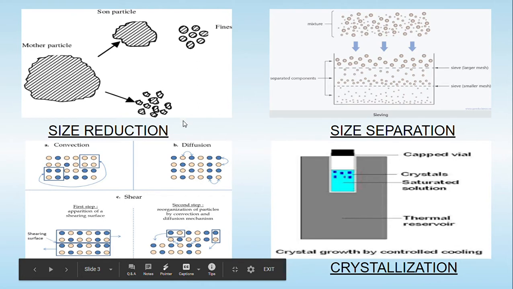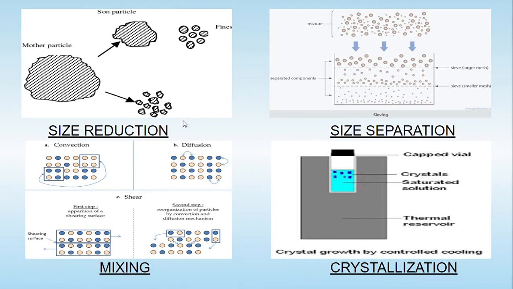The first unit operation is size reduction. Here, as shown in the slide, the bigger particle is converted into a smaller one, and later into a fine one. So size reduction is a unit operation in which bigger size particles are converted into smaller size particles, and that has a number of advantages like increasing the surface area, increasing the rate of extraction, etc.